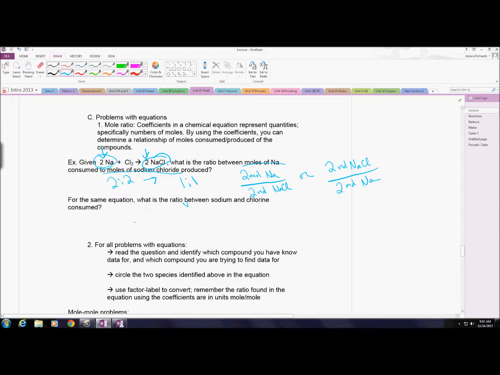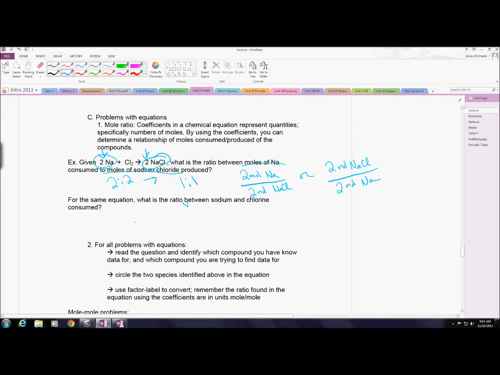Equations are kind of like recipes for making things. If you were making cookies and you needed to use 2 cups of sugar and 2 eggs, you would have the same kind of ratio. And then if you needed to double that and you wanted to make a double batch, so you need 4 cups of sugar, you would need 4 eggs. It's going to be the same thing with equations. The coefficients are our mole ratio.